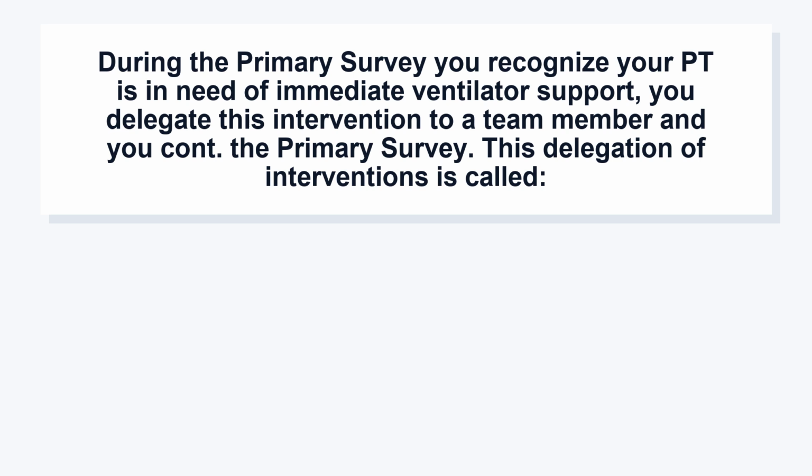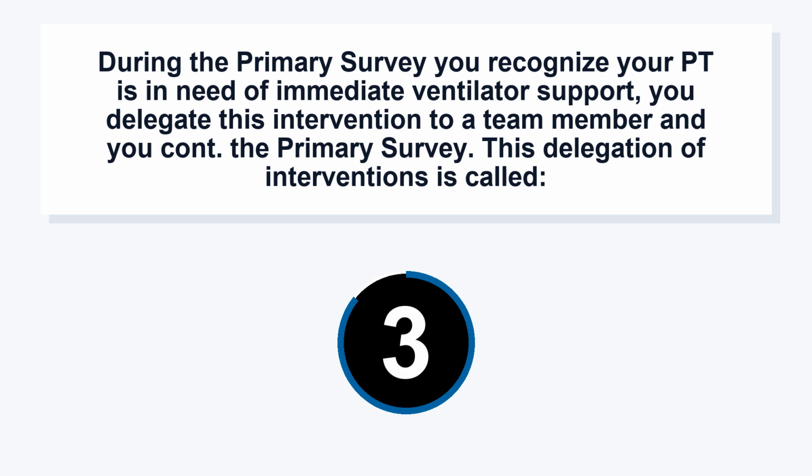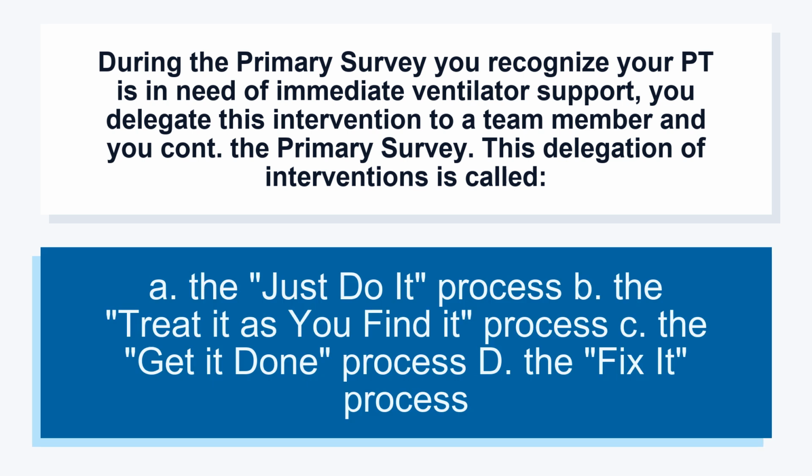During the primary survey you recognize your patient is in need of immediate ventilatory support. You delegate this intervention to a team member so you can continue the primary survey. This delegation of interventions is called A. The just do it process. B. The treat it as you find it process. C. The get it done process. D. The fix it process.